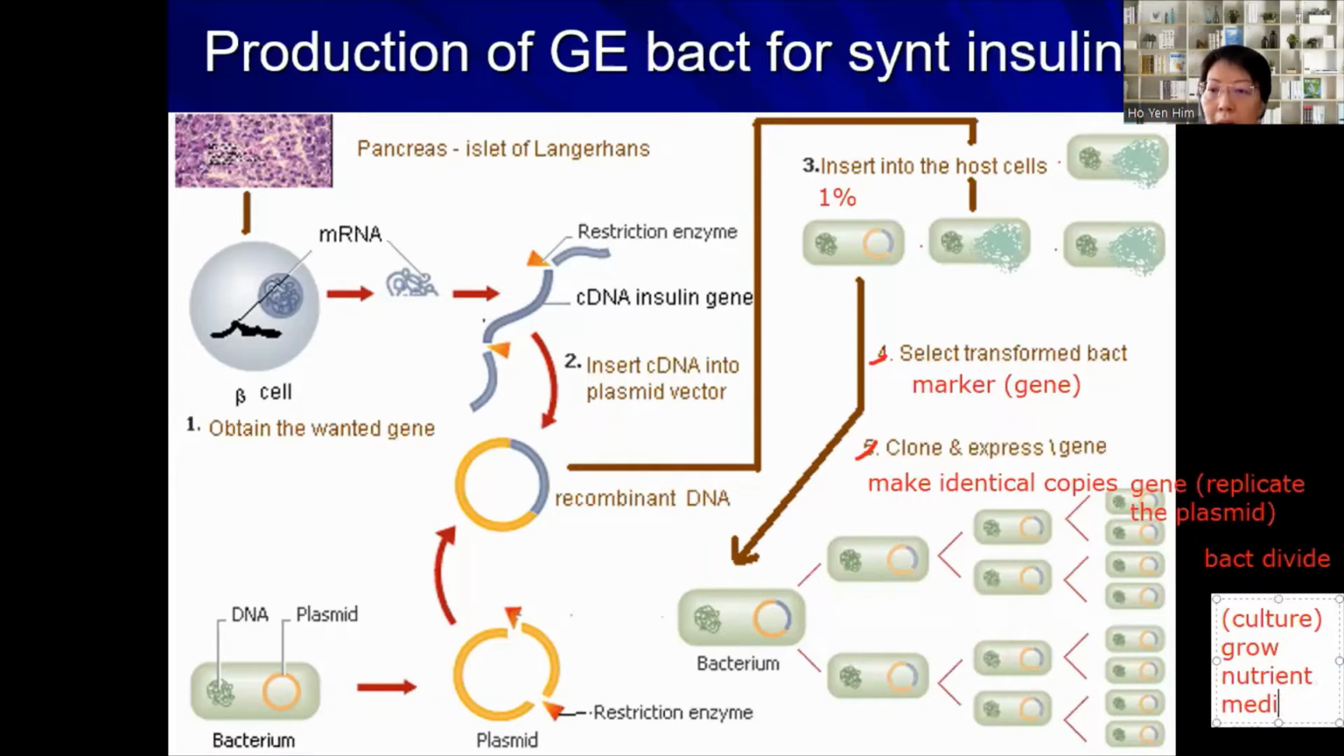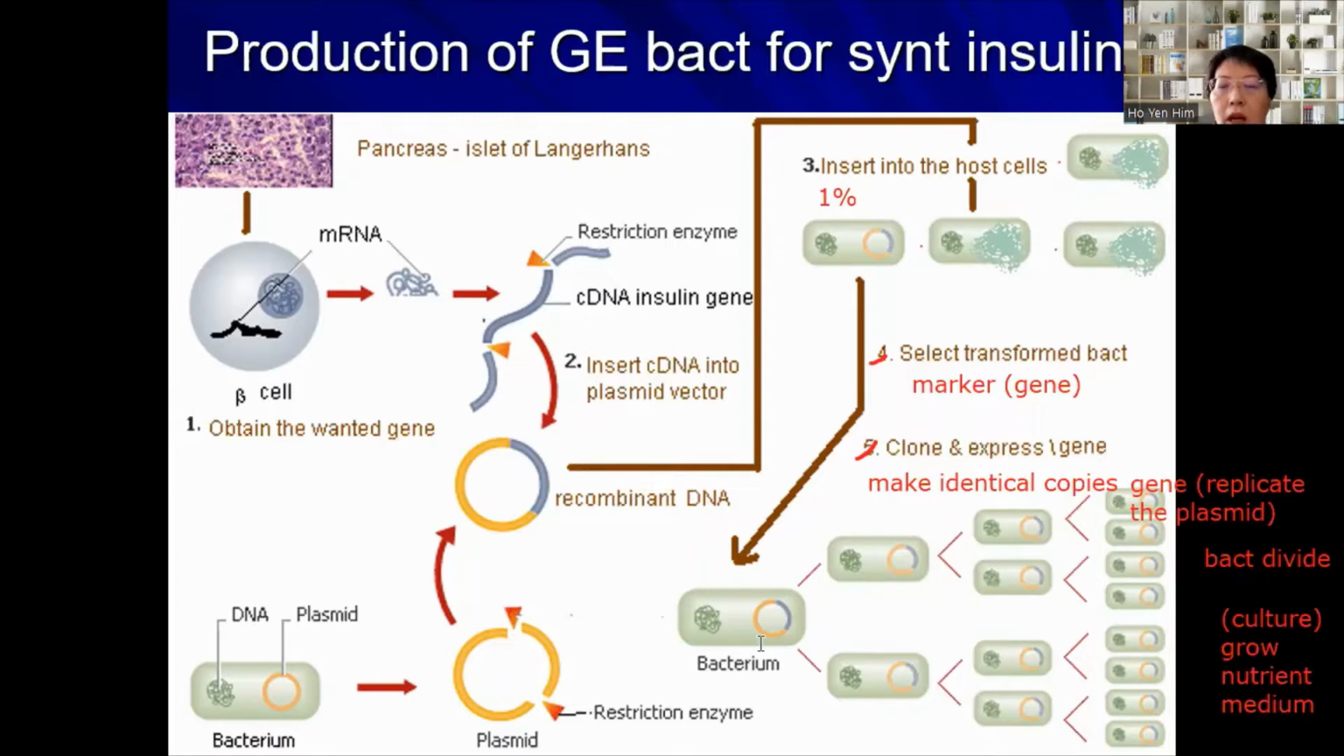Make sure you write all this down in your notes. Grow them in nutrient medium. Like when you want to grow a baby, you feed them with milk, right? Because milk contains protein, carbohydrate, lipids. You want to grow the bacteria, you also must feed them with carbohydrate, lipids, proteins, and some mineral ions. So these are called the nutrient medium.